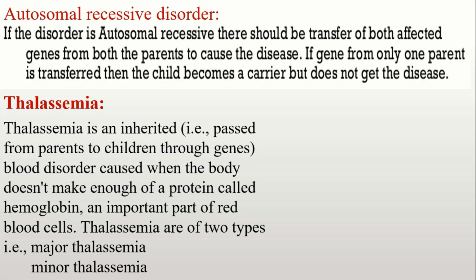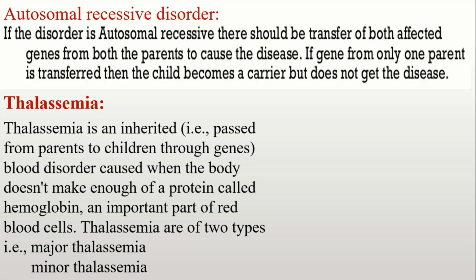Thalassemia is a disease of abnormal state of red blood cells. Because of this disease, red blood cells disintegrate. The patient suffers from anemia. This disease is genetically passed from generation to generation.